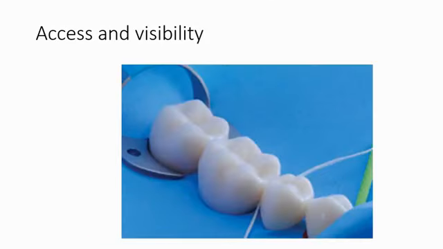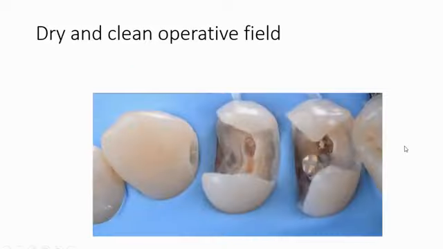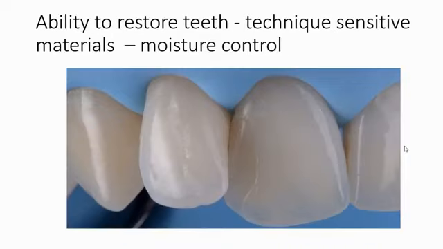Very good. Accessibility and visibility: when you place the clamp on the distal most tooth, the accessibility for the other teeth is very good, and visibility is better because all the tissues are retracted. Are you with me, guys? So you can see the benefits: dry, clean, accessibility, visibility, very important.